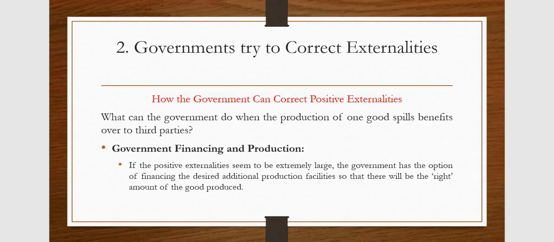In this case, the government has to encourage the person. The government has to finance the person. The government has to either allow the person legally so that they can take up those particular tasks in order for everyone in the environment to also enjoy. These are the things that we are going to look at. The first one is government financing the production. If the positive externalities seem to be extremely large, the government has the option of financing the desired additional production facilities.